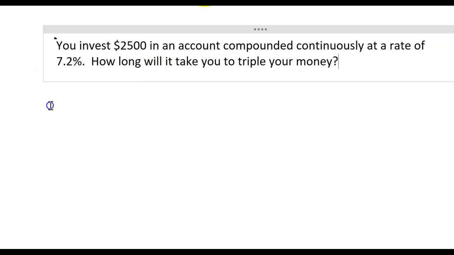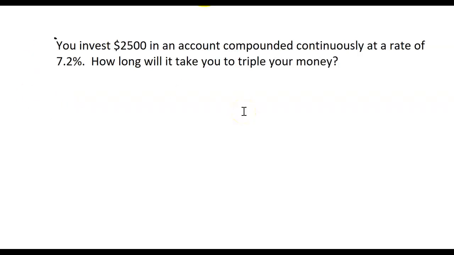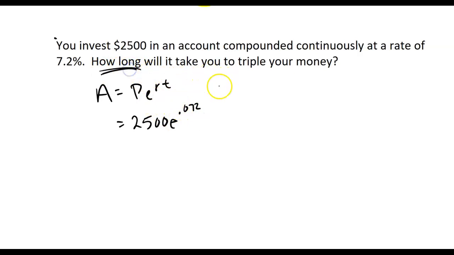All right, so if we're following the format of the equation for continuous interest, we're up against A equals P e to the rt power. So let's fill in what we know. We know we're investing $2,500. e is just a number. We know the rate is 7.2%, so that should be 0.072. What we don't know is the time, because it literally says how long. So t is unknown, and it wants us to triple our money. Well, what is $2,500 tripled? 2,500 times 3 is $7,500. So this is the problem we're solving.